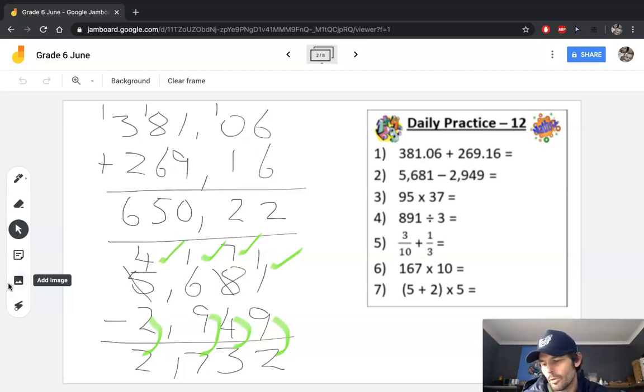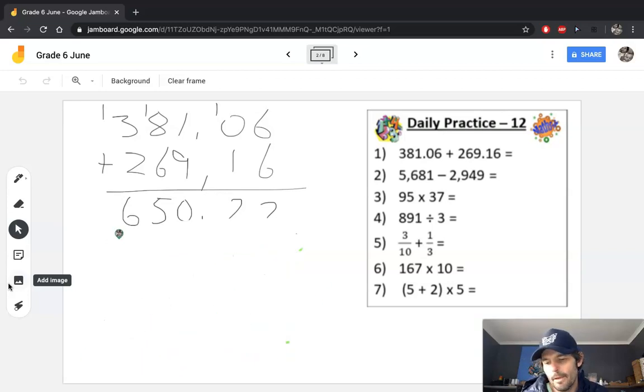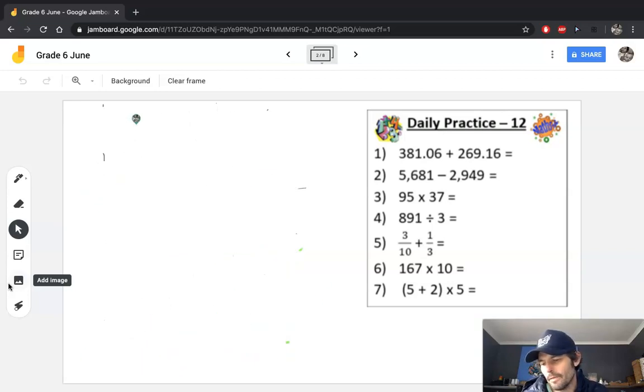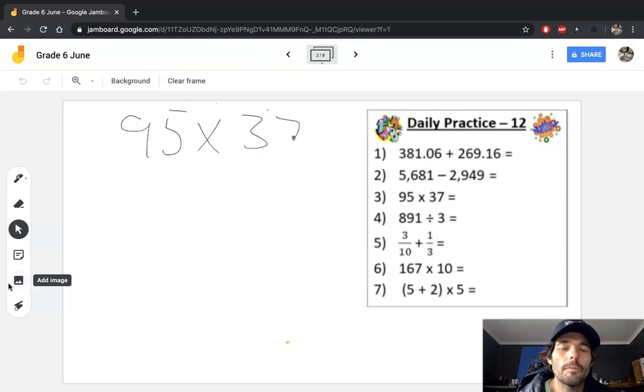Your next question, question 3, is multiplication. And we've spoken quite often about the numerous ways that you can do a multiplication sum. Okay, so we have 95 times 37. We can't double and halve because they're both odd. We can do a split strategy. What I'm actually going to do here is a compensation strategy.